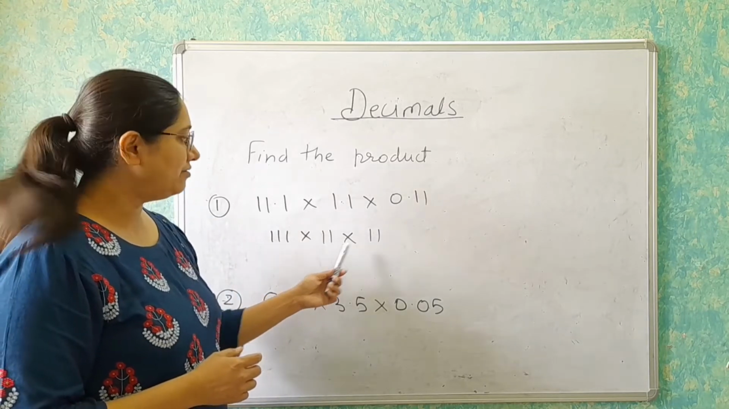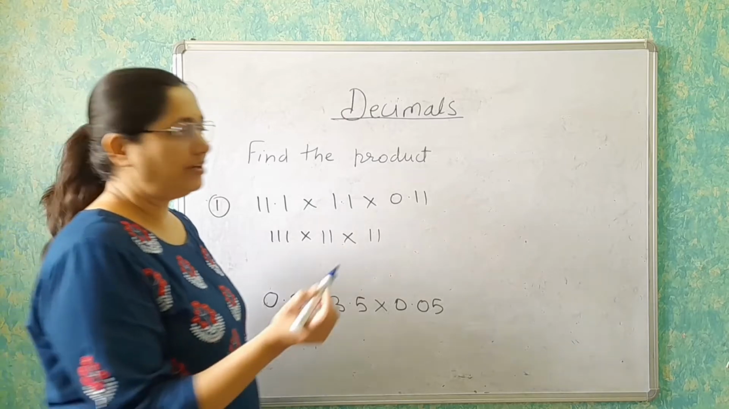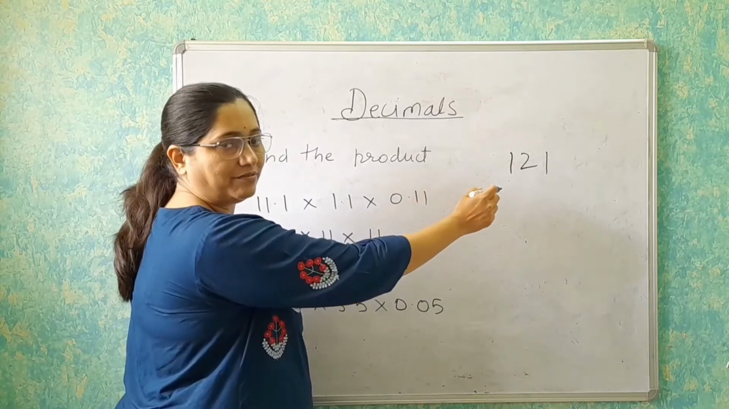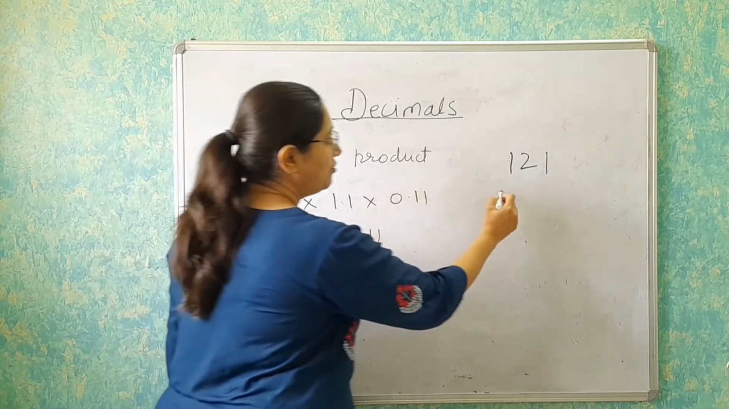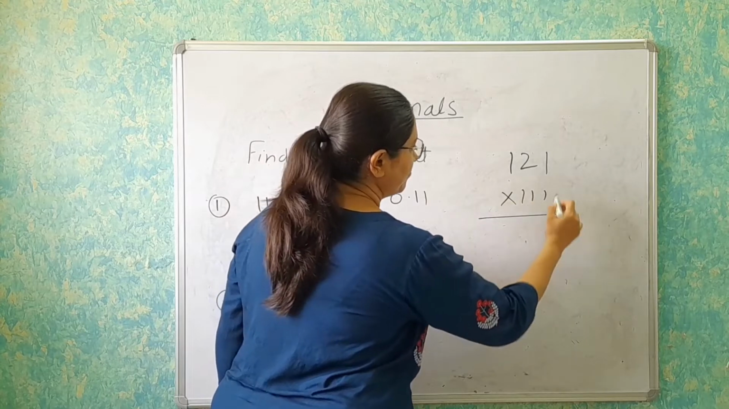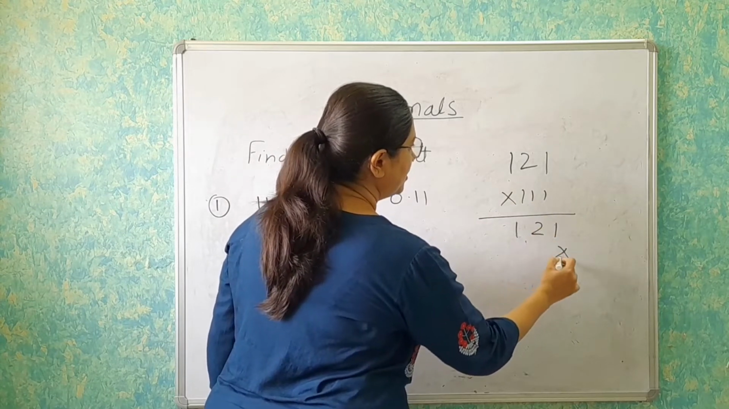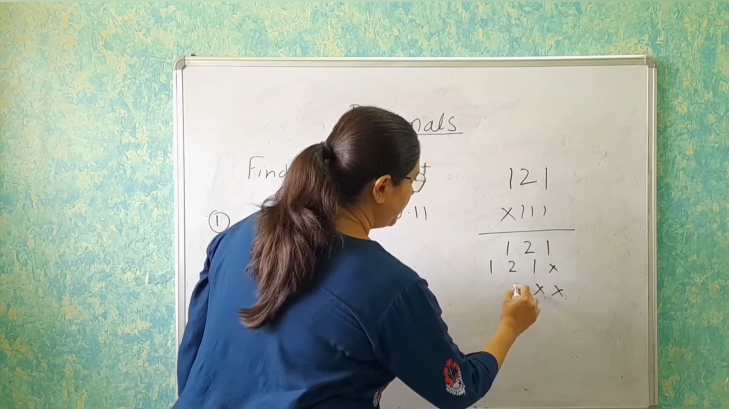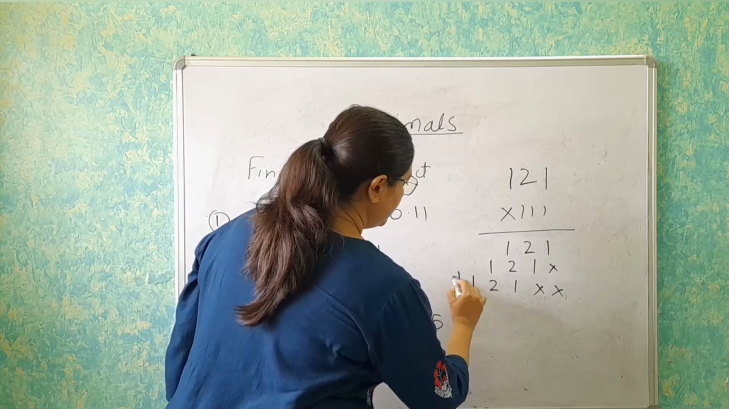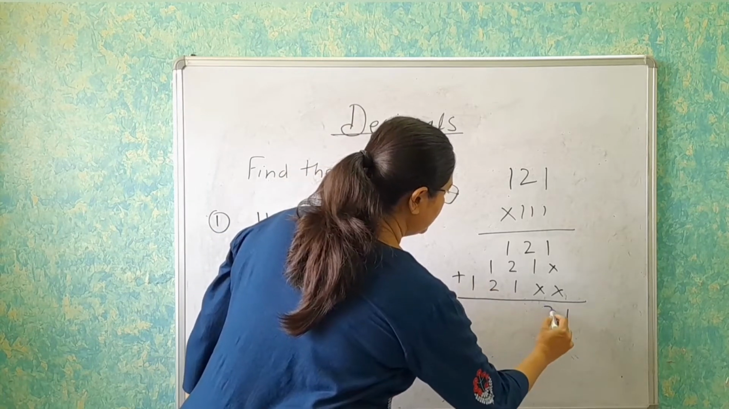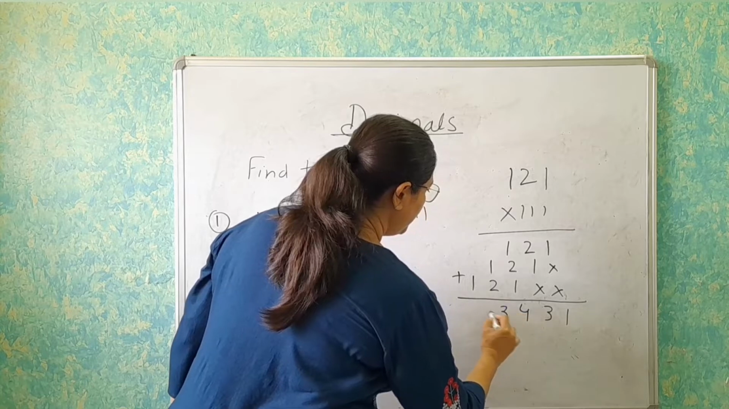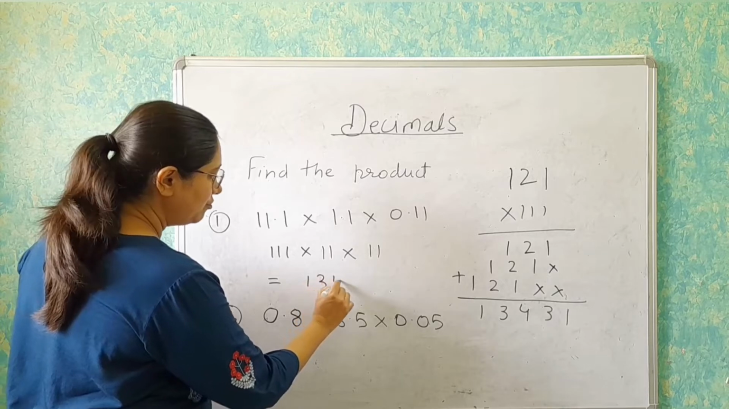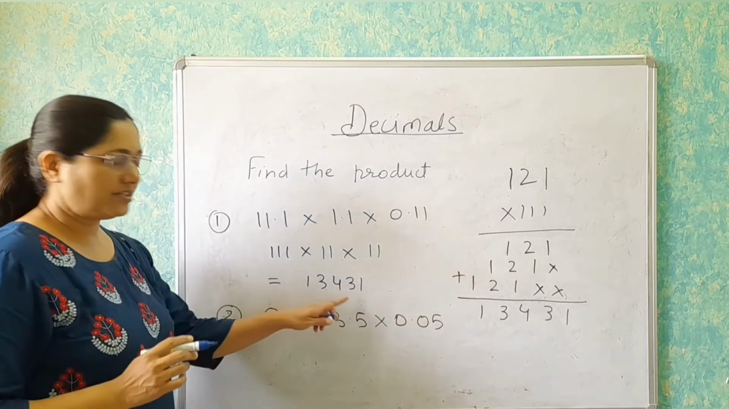If we multiply 11 with 11, the answer will be 121. So first I will write 11 11s are 121. Now I will multiply it with 111. 121 again multiplication, 121 multiplied by 121. Now I will add it: 1, 3, 4, 3 and 1. So our answer is 13431. This is the answer.